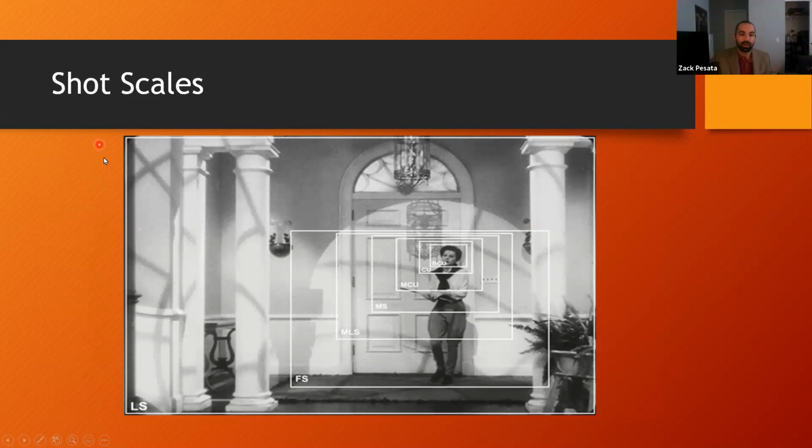The frame itself right now is a wide shot. There's a bunch of different shot scales. We're only going to deal with wide, medium, or close. So we're dealing with a wide shot. We have a lot of space in the frame. We see the location and we see the subject from head to toe. So it's a wide shot.